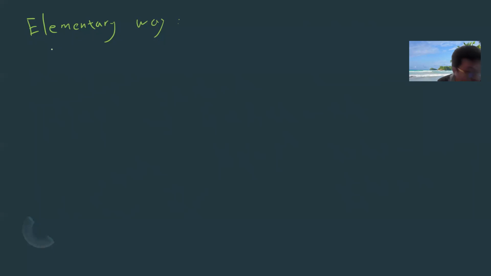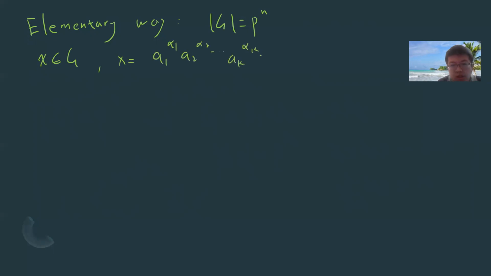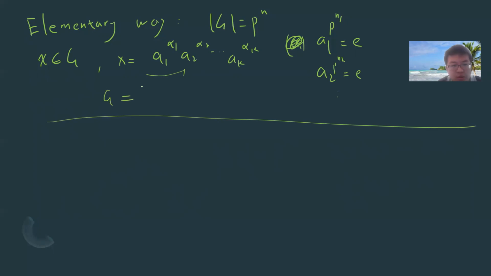So what do I want to show? Let's take G to be of order p^n. I want to show that each element x belonging to G should be written as a1^α1 a2^α2 up to ak^αk. Let's say A1 is a cyclic group, so A1 has the p^n1 power equal to the identity, so its order is p^n1, and A2 has order p^n2. Then somehow this decomposition is unique, so by the property of the inner direct product, you can prove this G is actually the direct product of the cyclic groups.